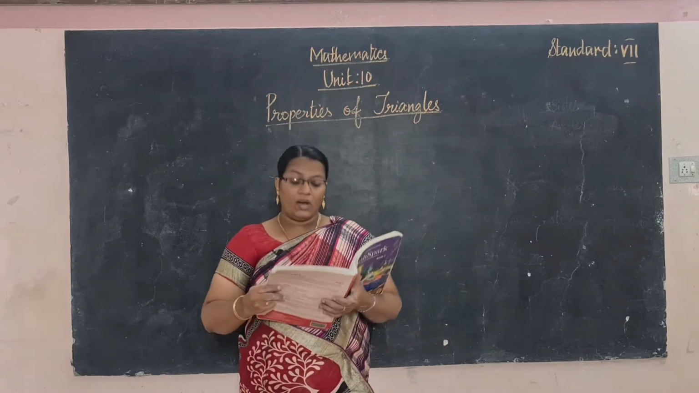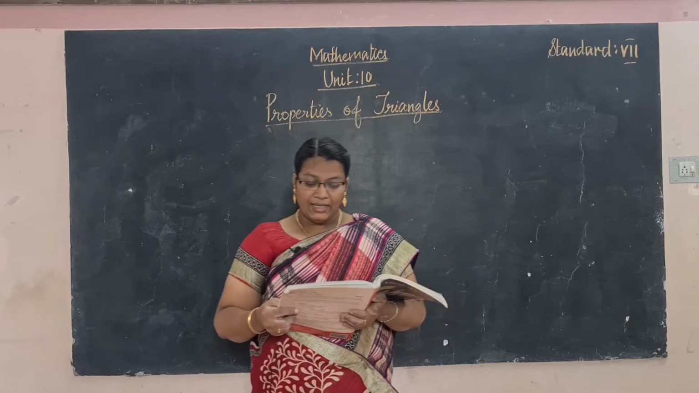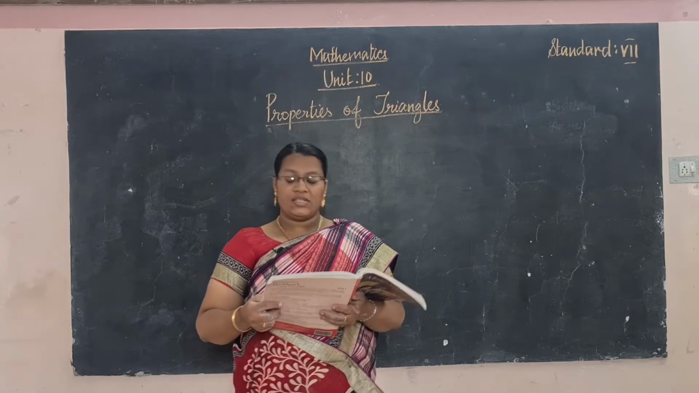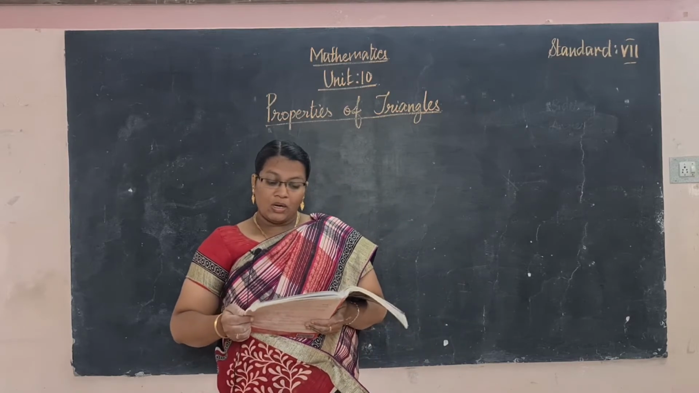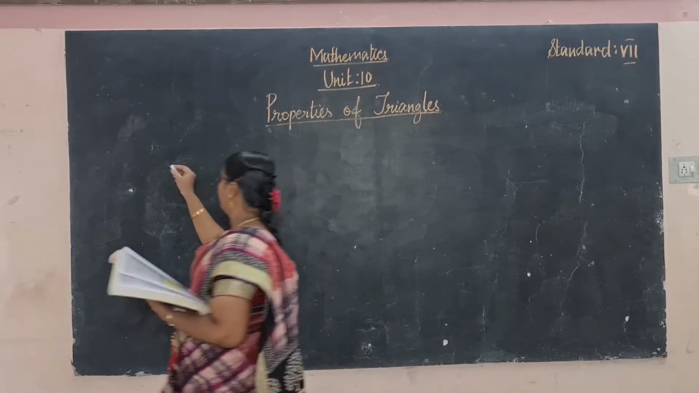Now we are going to do example problems related to the angle sum property and exterior angle property. Example 1: Write all the points lying in the exterior of triangle ABC in the following figure. One diagram is given.